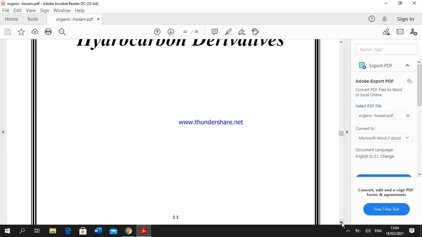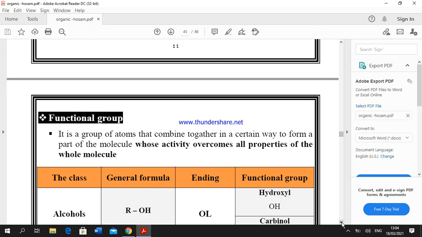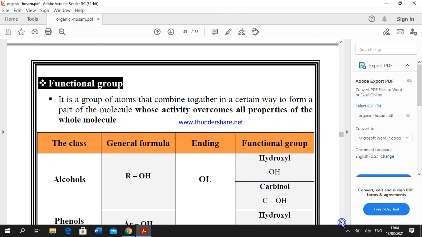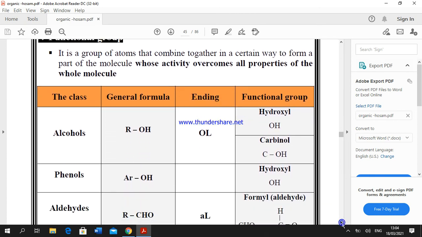We have a table which illustrates the functional groups. What is meant by a functional group? The functional group acts like an atomic group in the case of inorganic compounds, where the functional group is defined as a group of atoms that combine together in a certain way to form a part of the molecule whose activity overcomes all properties of the whole molecule, okay? Look at the table in front of you. We have many functional groups, okay?